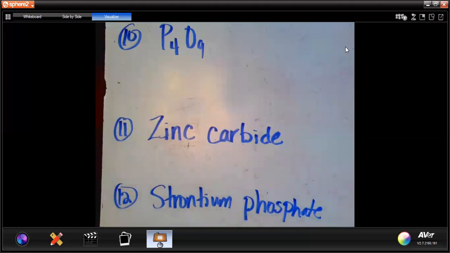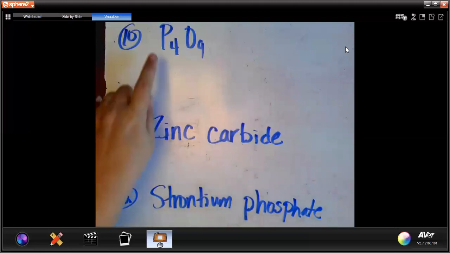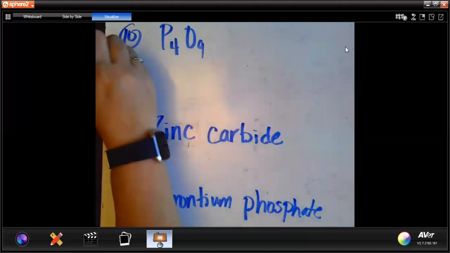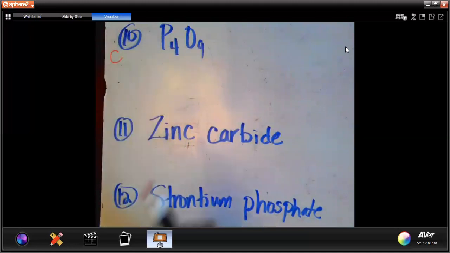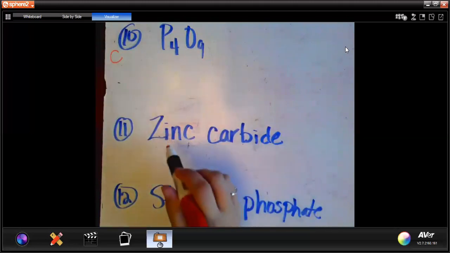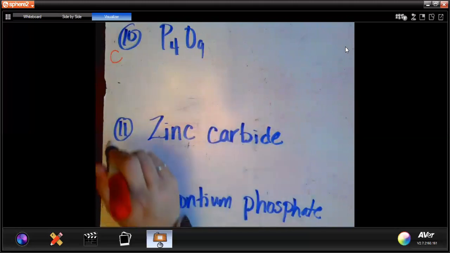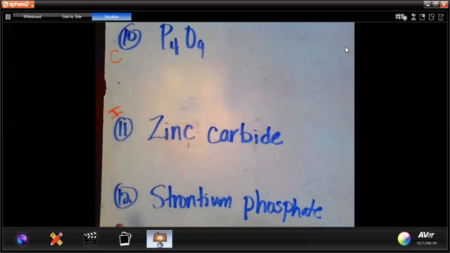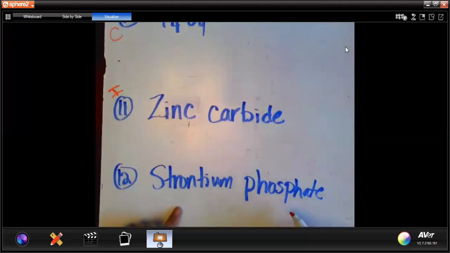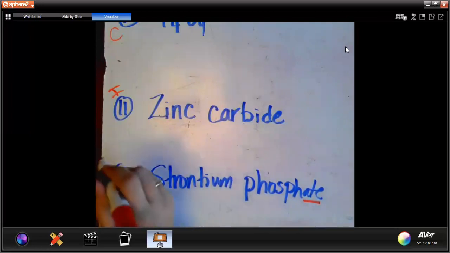All right, so next. First, let's identify if they're covalent or ionic. So here we have phosphorus and oxygen. They're both nonmetals. That makes them covalent. Then we have zinc and carbon, right? Zinc's a metal, carbon's a nonmetal, so that makes it ionic. And then we have strontium phosphate. Strontium's a metal. Phosphate, if you look again, ends in ate, so that's a polyatomic ion. Look that up on our reference tables. We'll find that's made of phosphorus and oxygen, and so that's ionic.